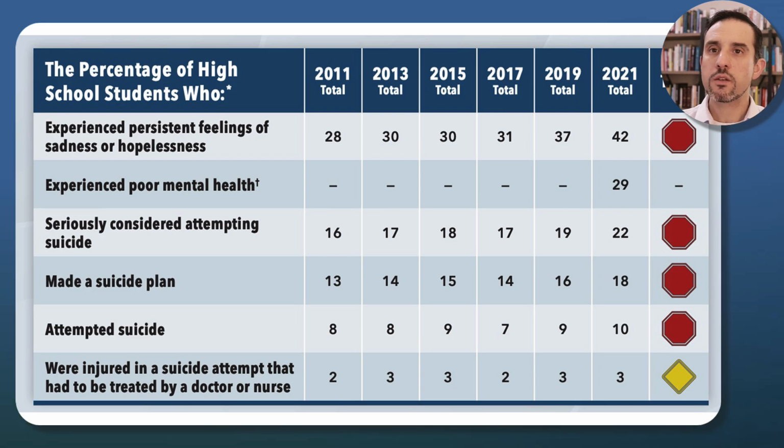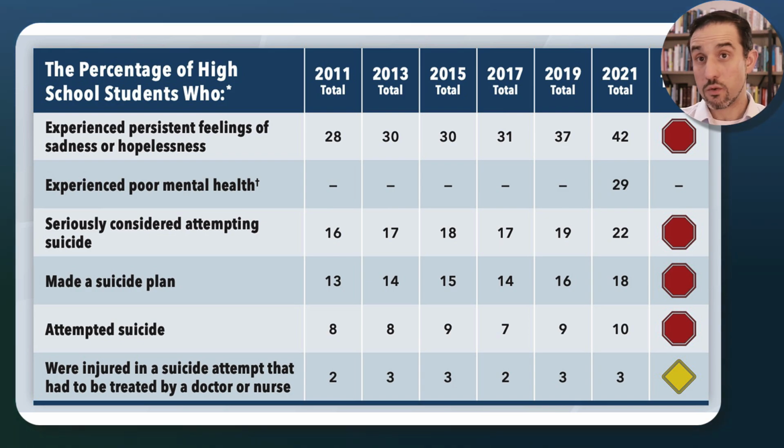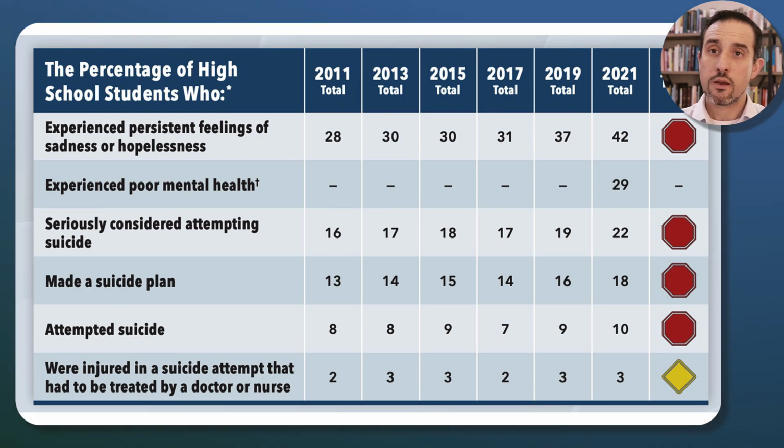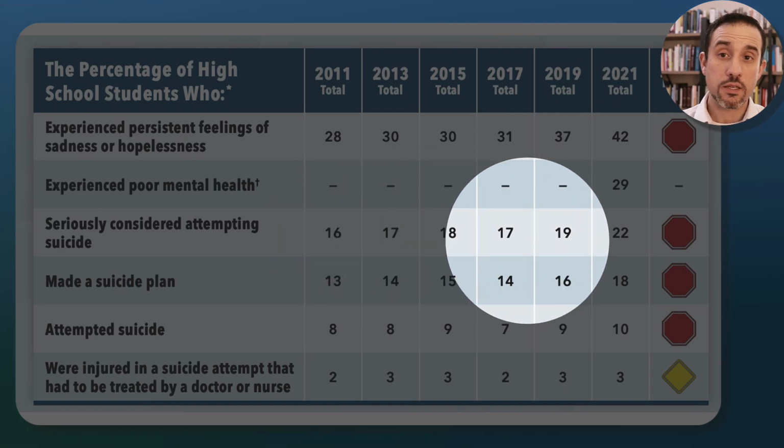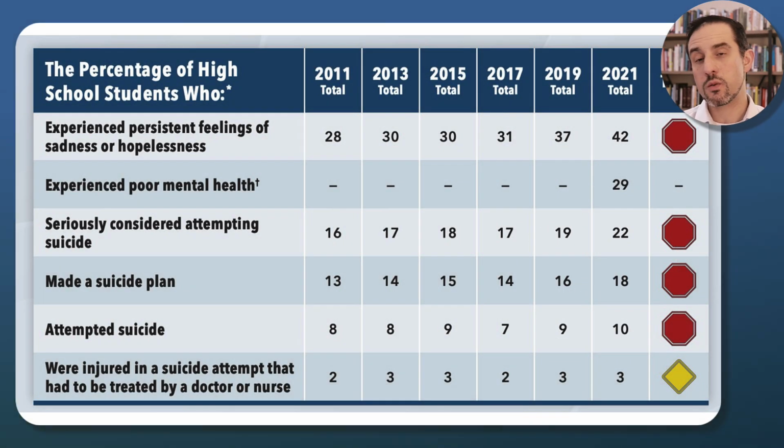And what they found in the survey that went out to high school students in 2021 was that about 4 in 10 said that they experienced one of the core symptoms of clinical depression. 1 in 5 kids seriously considered attempting suicide or made a plan, and 1 in 10 kids attempted it, although only a third of them made it to a doctor or a nurse.